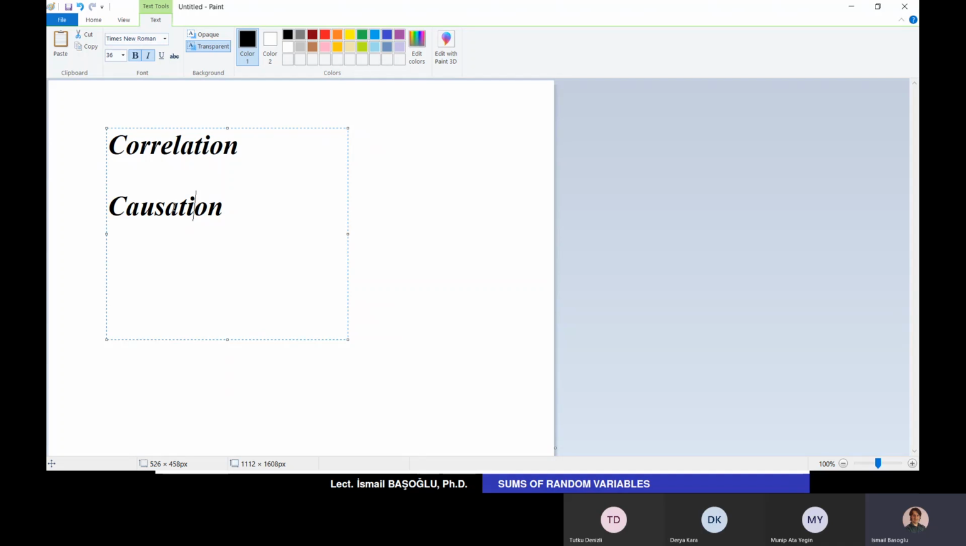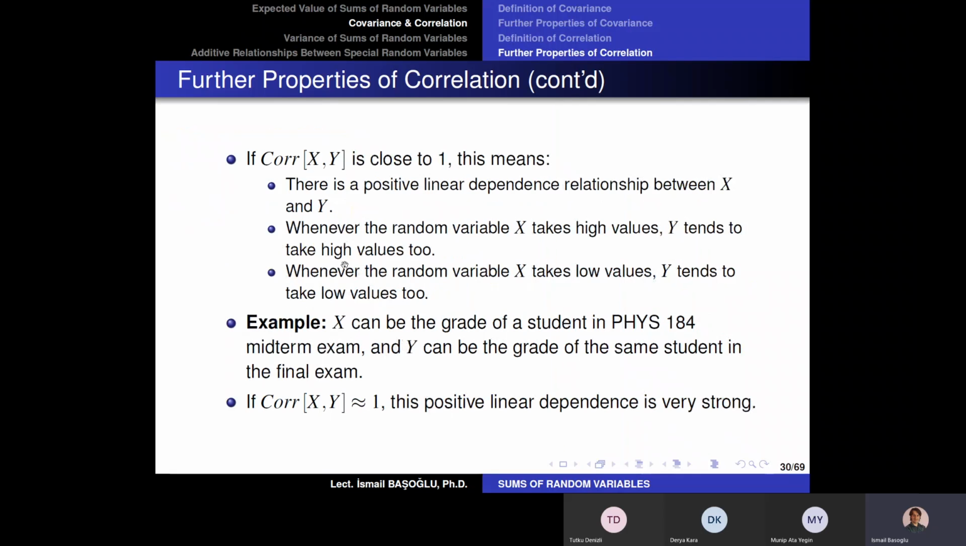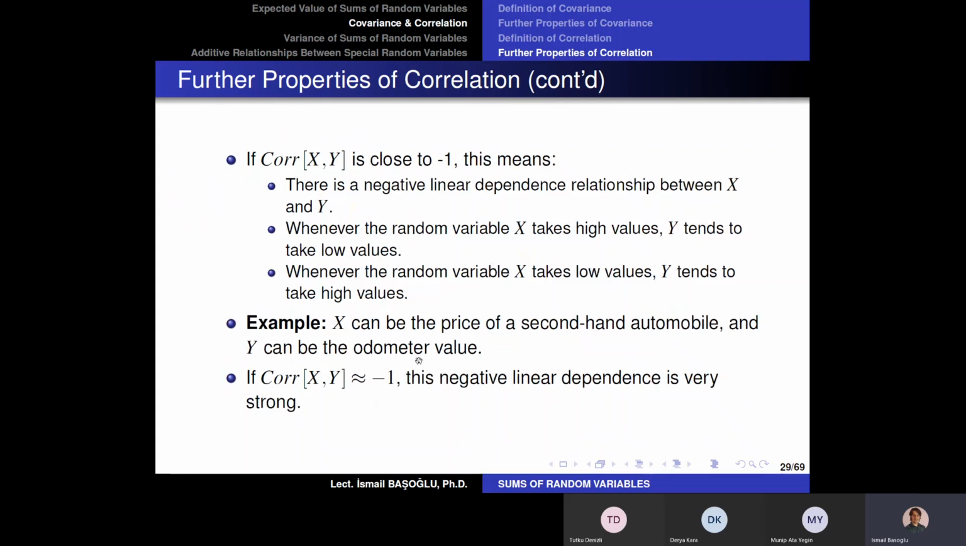Now, if I give you the same example here, the price of the second-hand automobile and the odometer value, I mean, there is also a causation relationship here as well. I mean, they are negatively correlated, but you can also explain the cause and effect, because the more you use the automobile, the faster it is going to depreciate, right? So if you run an automobile for maybe thousands of kilometers, then the automobile is going to depreciate fast, and when it depreciates, its value, the second-hand price, is going to decrease as well.